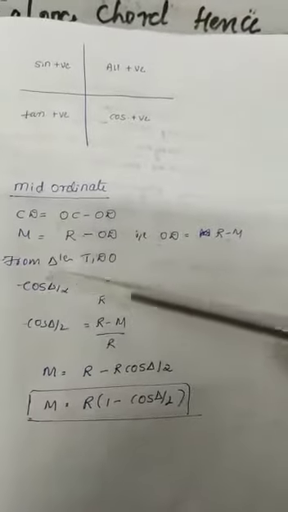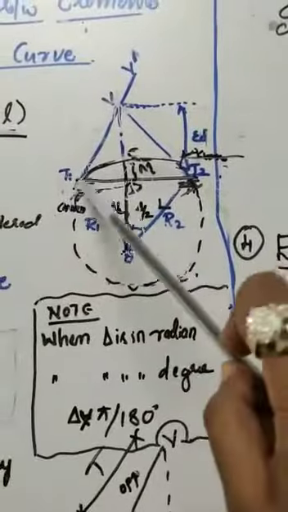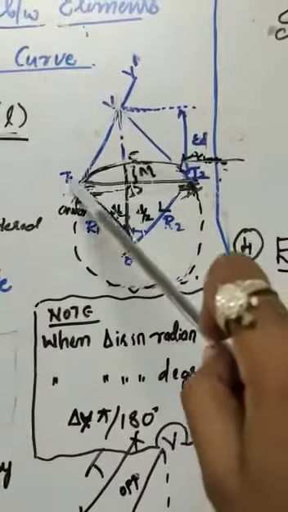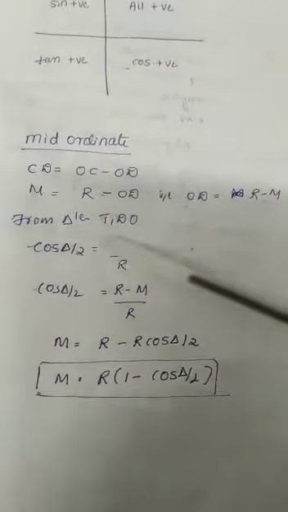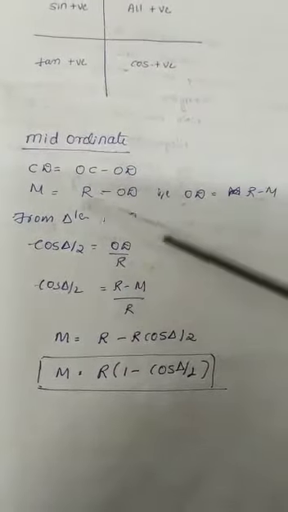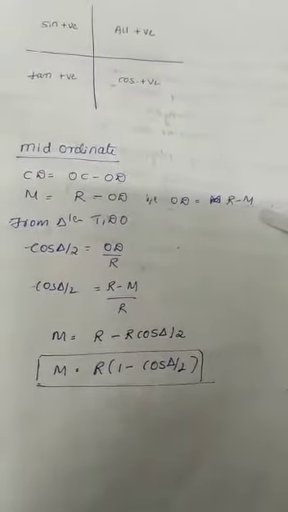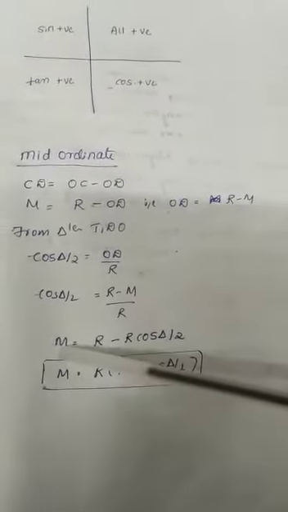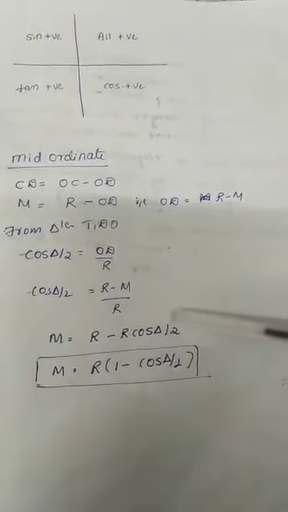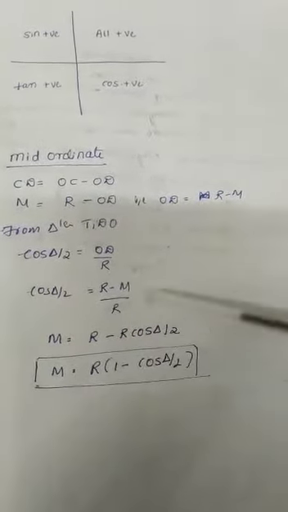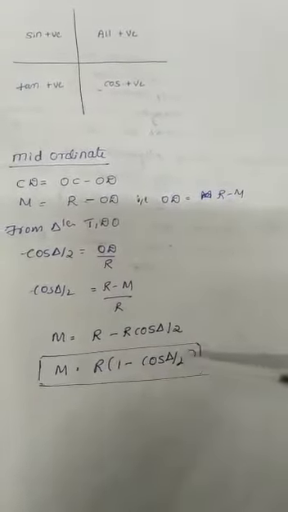So you need to take the triangle T1DO. This triangle we need to take out, and from that you are taking cos theta. So cos theta is OD by R. Theta is nothing but delta by 2. In the place of OD, you substitute this equation, that is R minus M. So finally, arranging this, M is nothing but R minus R cos delta by 2. Taking R as common, M is equal to R into 1 minus cos delta by 2.